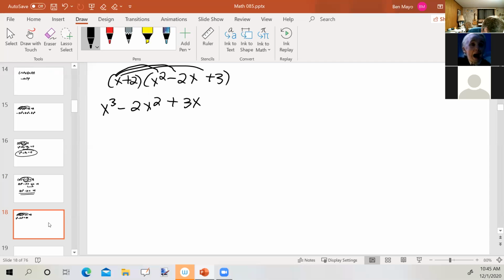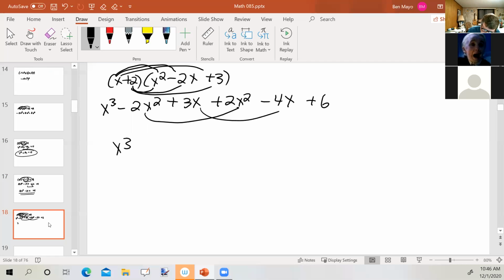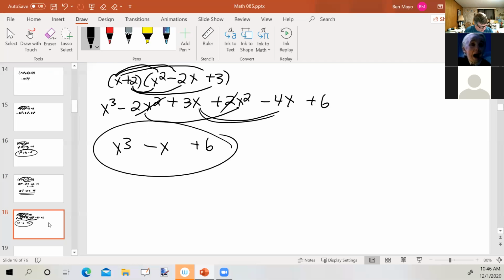Then we move to the next term. 2 times x squared is 2x squared. 2 times minus 2x is minus 4x, and 2 times 3 is 6. Combining like terms, we get x cubed. These would cancel, minus x plus 6. So there's the final answer there. Okay. Any questions there?